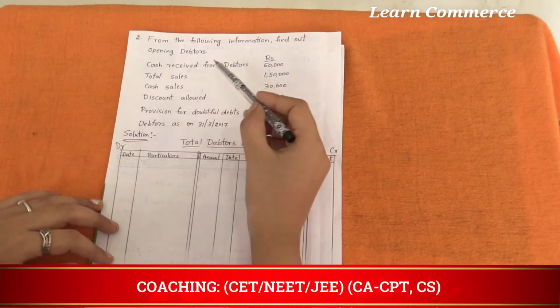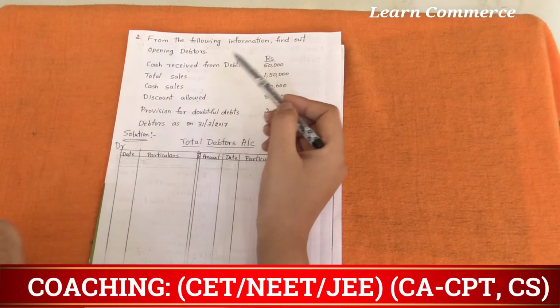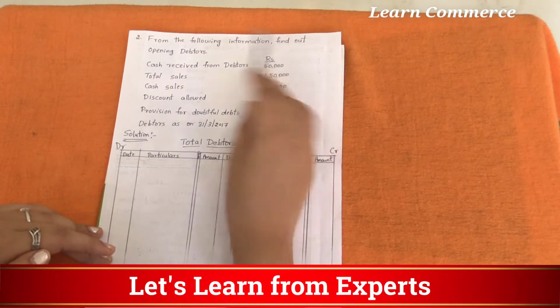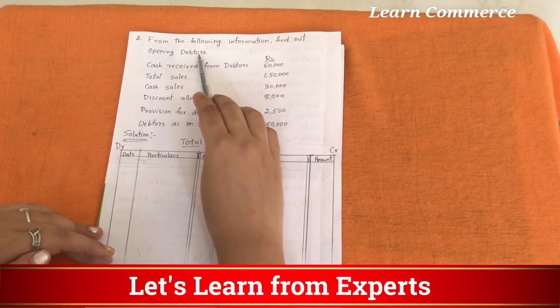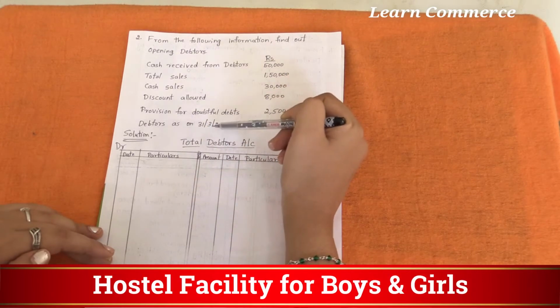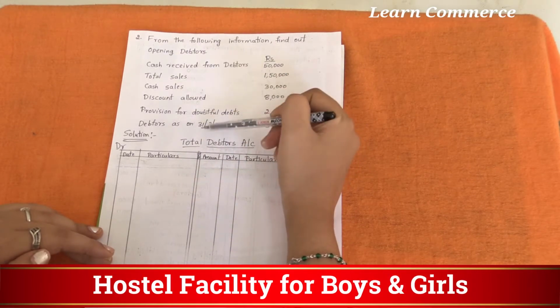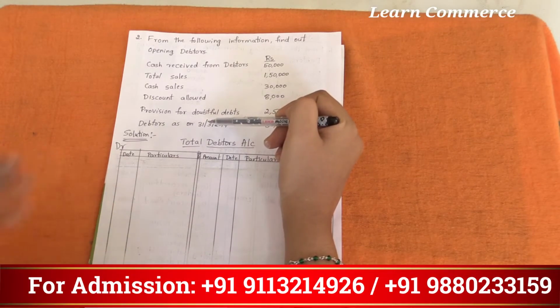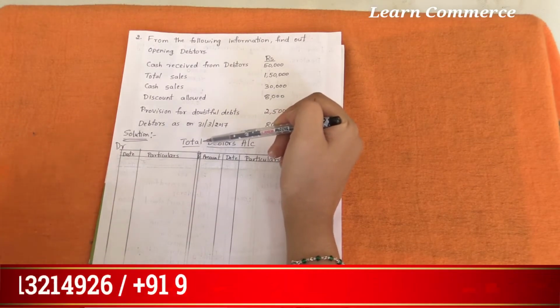Okay. Then which account we have to prepare? How did you come to know? Simple. First thing, see here, they asked to find out opening debtors. Then all this information given from here to here relates to debtors. So we should prepare the total debtors account.